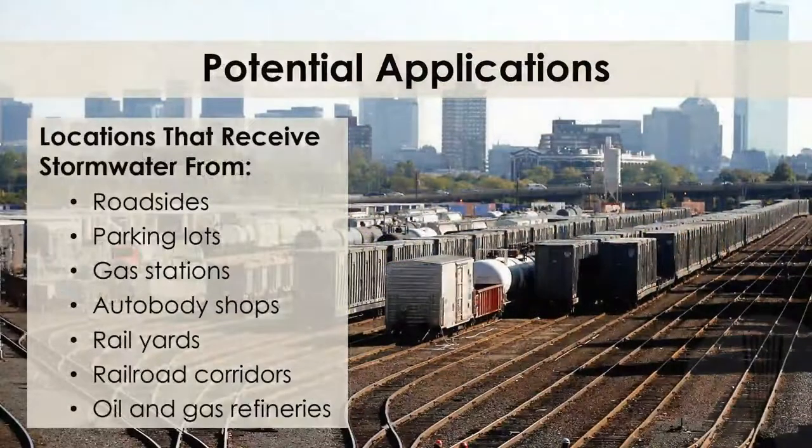So where can we plant some of these species? Well, locations that receive stormwater from roadsides, parking lots, gas stations, auto body shops. Remember I talked about leaking underground storage tanks. So if we have these around some gas stations, that could be potentially beneficial should one of those tanks start to spill. It's not going to get every bit of it, but it's going to help. Railroad corridors, rail yards, and oil and gas refineries.